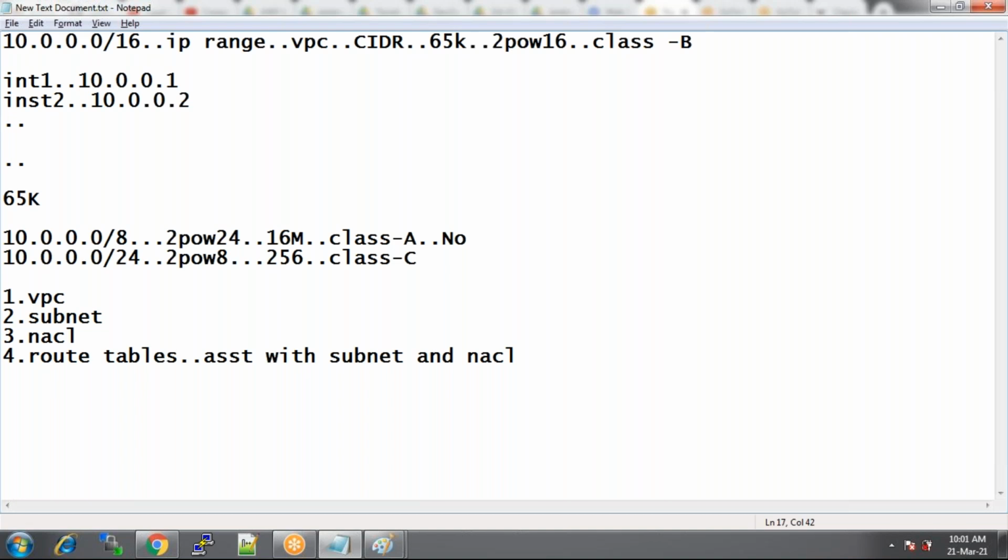Are we clear? So why will the instance be launched under the 1A zone? Yes, because our subnet was also created under the 1A zone, so your instance also will be created under the 1A zone. Clear? So try that. This is what your observation has to be at the end.